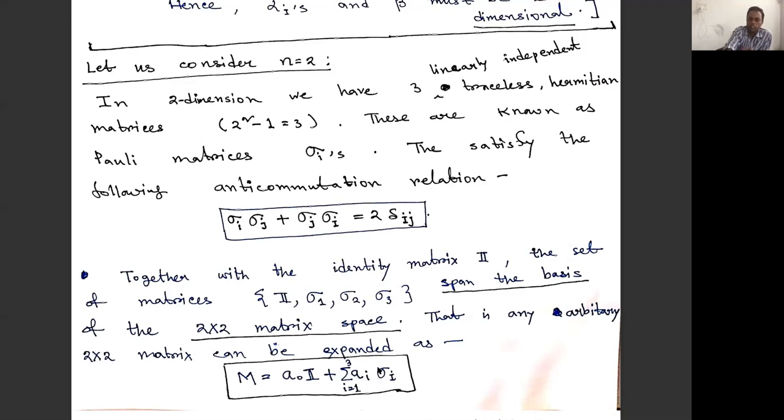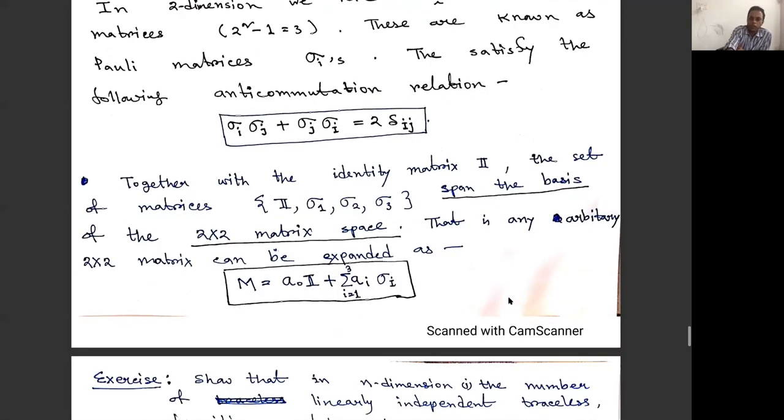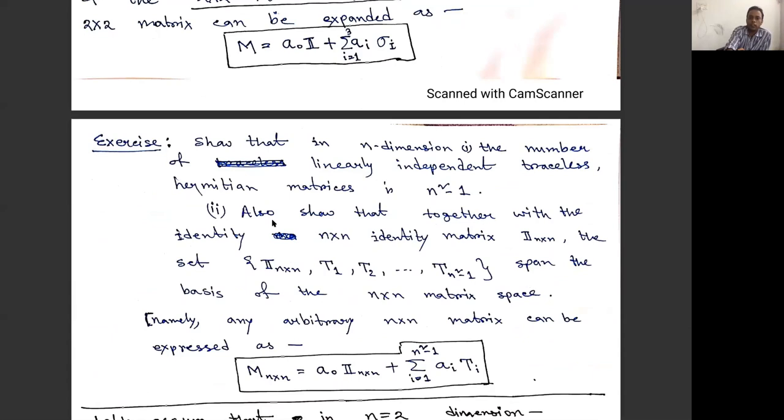And this is a generic statement. This is just a statement in 2 dimensions, but this can be made general. This is left as an exercise. So in any arbitrary dimension, n dimensions, there are n square minus 1 traceless Hermitian matrices. If you add the identity to it, you will have n square Hermitian matrices, right? One of them is Hermitian but not traceless, but the remaining n square minus 1 are traceless. In total, there are n square matrices.